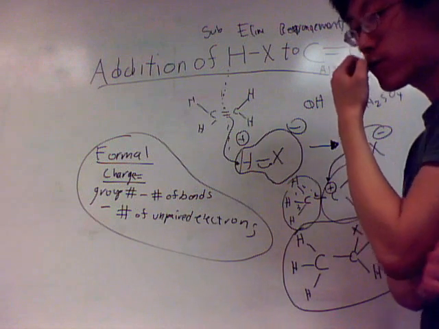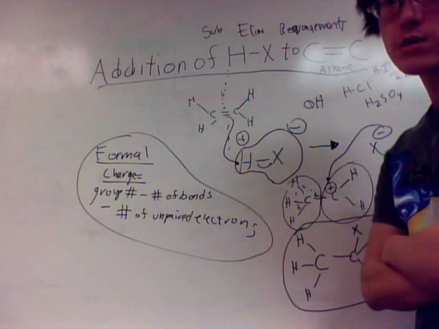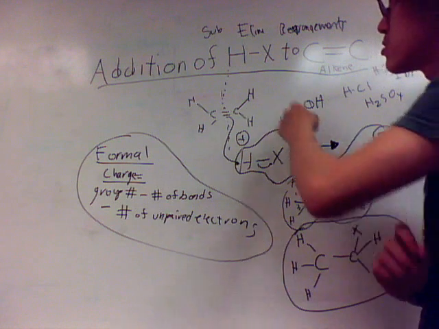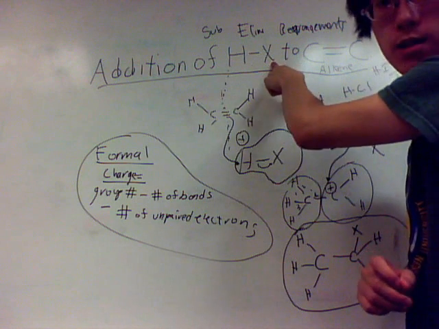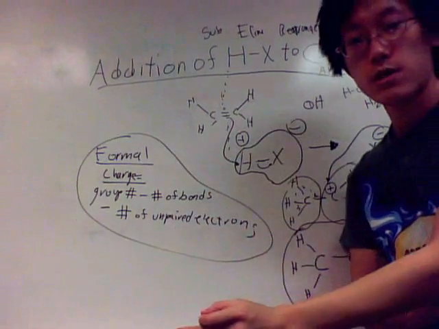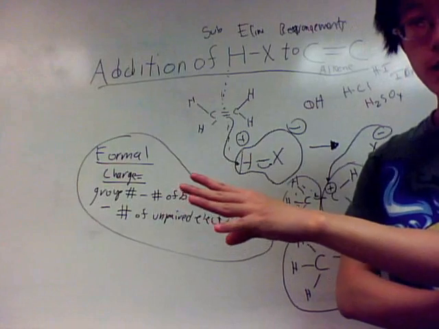So I'll explain a very simple reaction. This is the addition of HX, which stands for hydrogen halide, to an alkene, which is a double bond. So HX, H is hydrogen, X stands for a halide. And if you don't know what a halide is, it's just group 7 of the periodic table. That's fluorine, bromine, chlorine, and iodine.